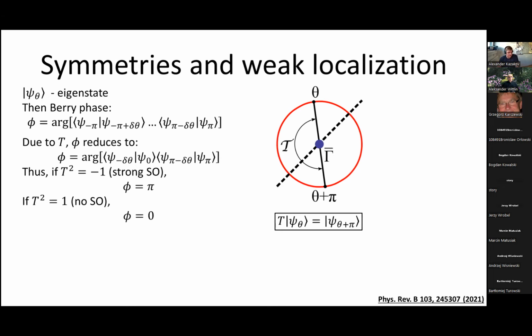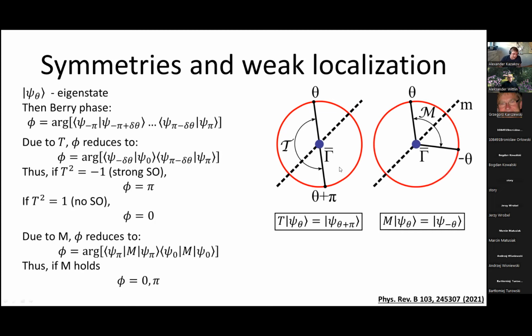imposed by different symmetries. So time reversal symmetry has the following constraints on the Berry phase, and it was found that it leads to the quite trivial consequence that for strong spin-orbit we have a pi Berry phase, which means that we should observe weak antilocalization, and zero Berry phase for absence of spin-orbit, so weak localization. That was quite trivial, but we also considered the effect of mirror symmetry, which also imposes different constraints. And we found that mirror symmetry can also be responsible for the quantization of the Berry phase.